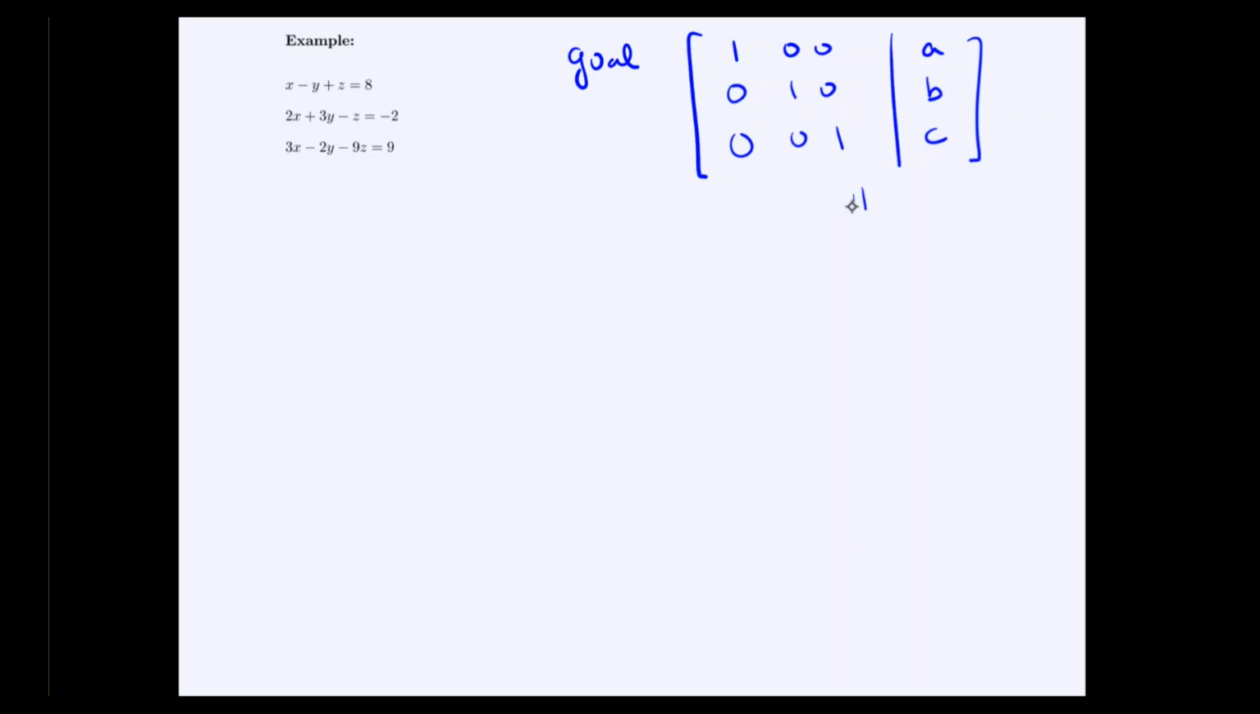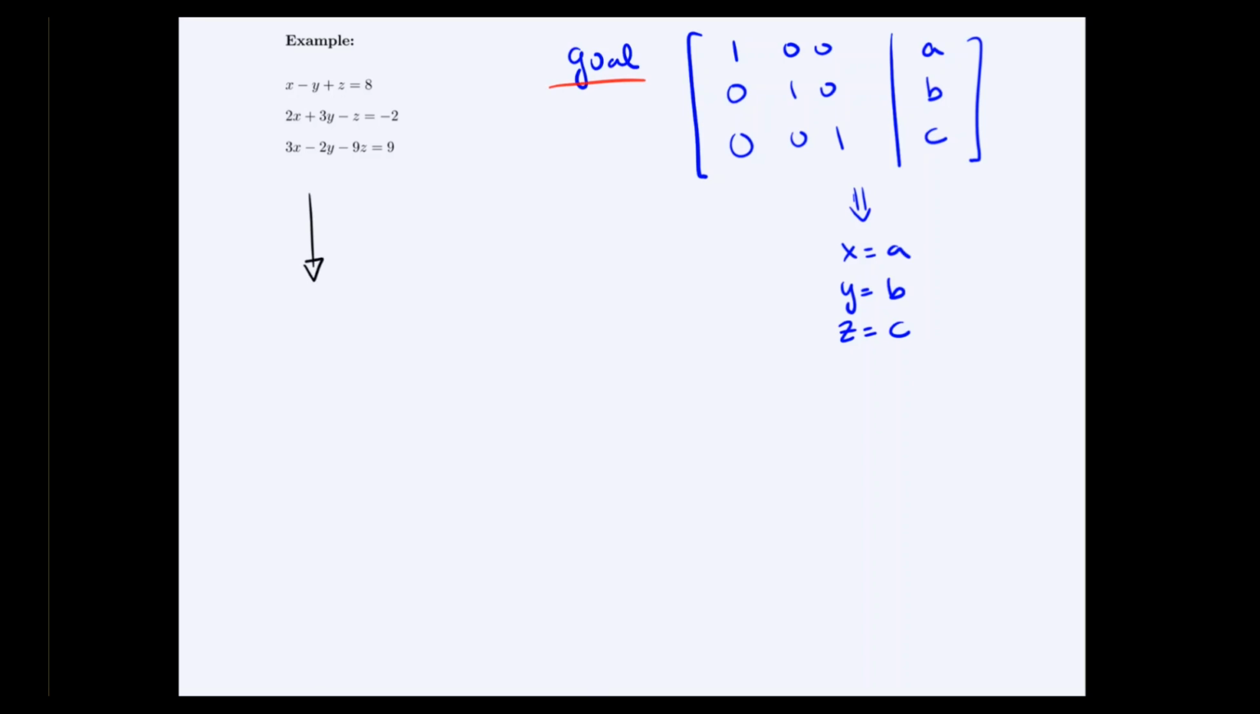And once you get that, you know automatically that 1x plus 0y plus 0z equals A, which would give us x equals A. Similarly, 0x plus 1y plus 0z equals B. That gives us y equals B. And then we have 0x plus 0y plus 1z equals C, so we have z equals C. And that's how we get our solution. So this is our goal for 3 variables, and it starts off the same as before.